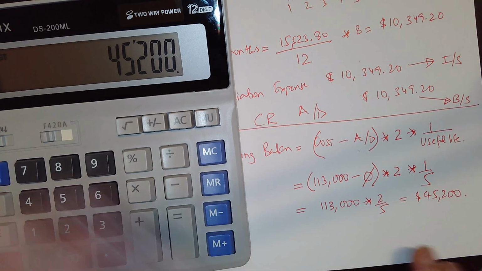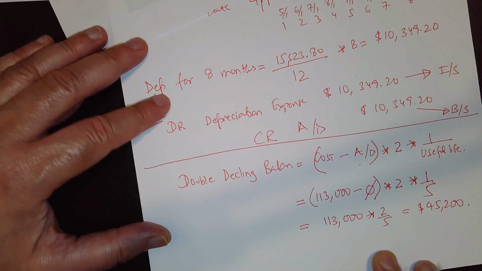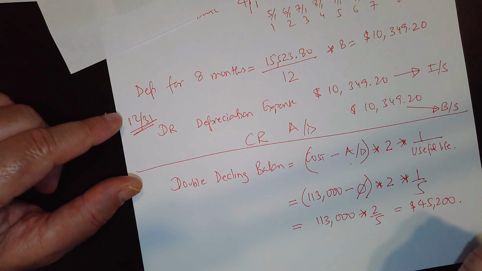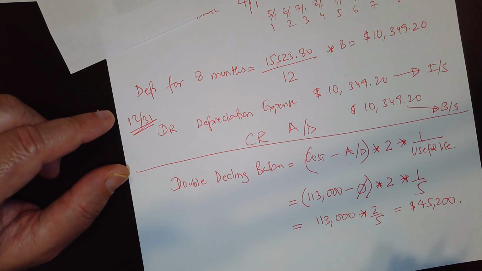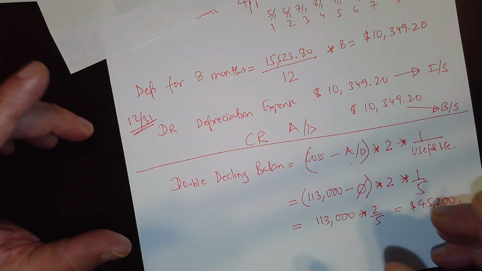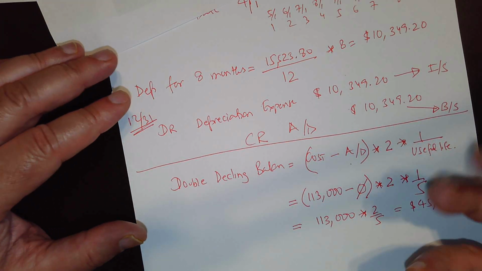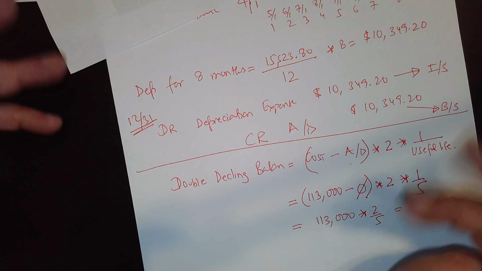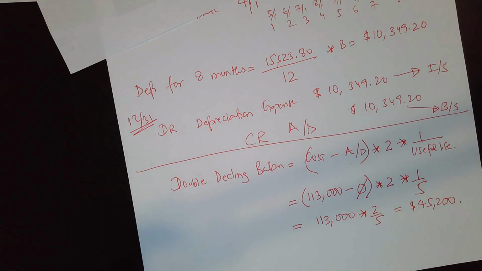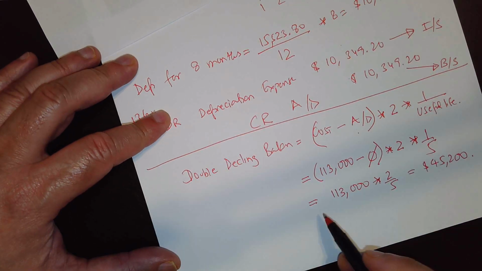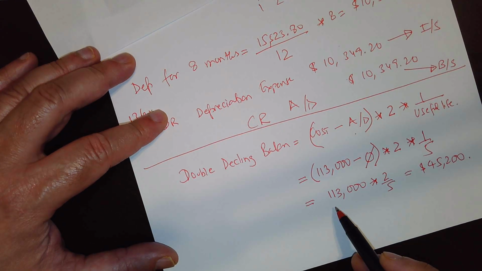45,200. So I just want to let you know, keep in mind one thing: we usually use the double declining balance method for those fixed assets that depreciate quicker than others, just like office equipment, computers, printers, copiers, scanners. These are the fixed assets that depreciate very quickly compared to a building or a house. So that is the double declining balance depreciation for the first year.